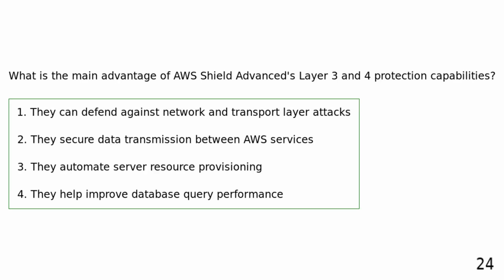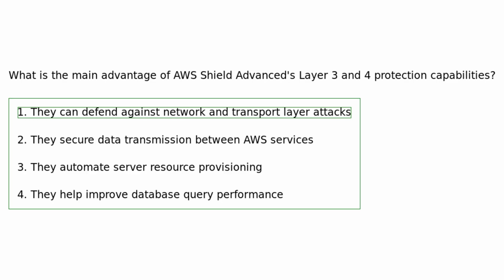What is the main advantage of AWS Shield Advanced's Layer 3 and 4 protection capabilities? They can defend against network and transport layer attacks. They secure data transmission between AWS services. They automate server resource provisioning. They help improve database query performance. The main advantage of AWS Shield Advanced's Layer 3 and 4 protection capabilities is their ability to defend against network and transport layer DDoS attacks, helping prevent disruptions to application availability and performance.